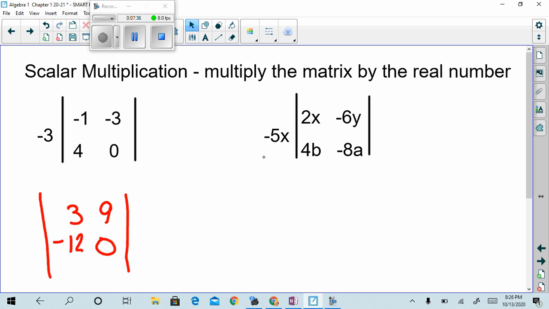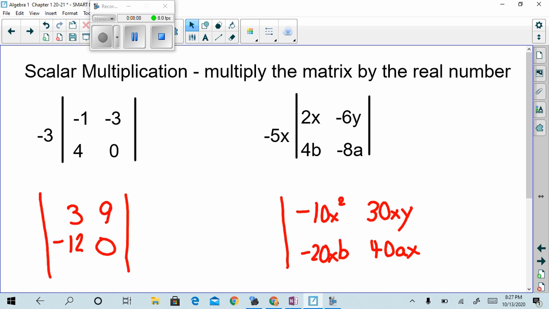It does have a variable, and we're going to multiply -5x times 2x and get a -10x squared. I've got a negative times a negative, which is now a positive 30xy. On to my second row. Negative times positive gives me a -20xb. And lastly, I'm going to have a positive 40ax, or xa. And that's in a matrix form, so I put it in its proper notation.